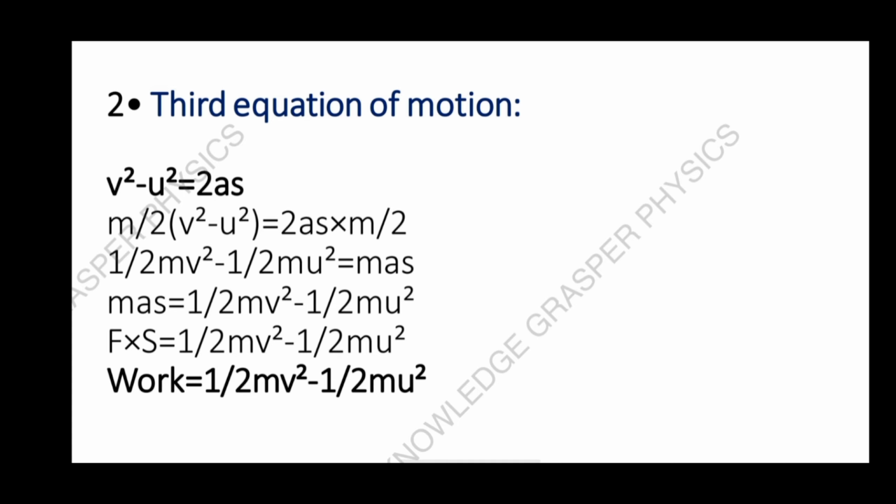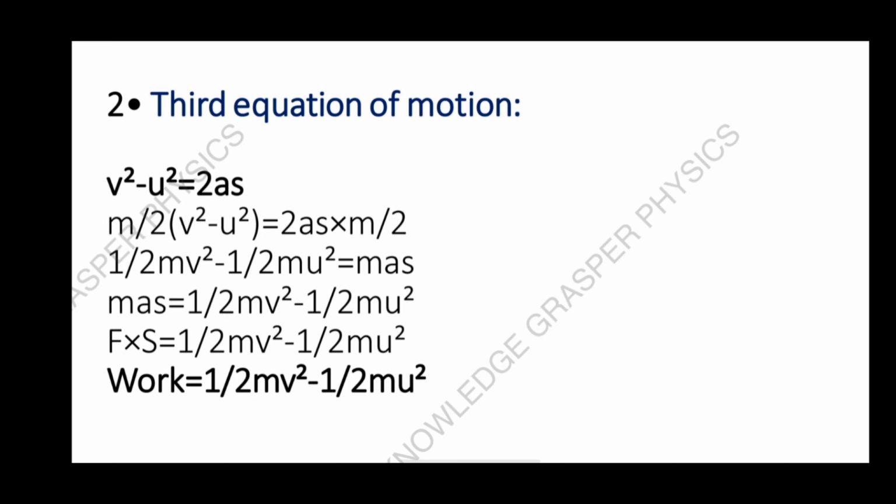So here is the derivation of another formula. Another formula of work is half mv square minus half mu square. Let us see the derivation of it. You all remember the motion chapter, right? What is the third equation of motion? It is v square minus u square equals 2as.